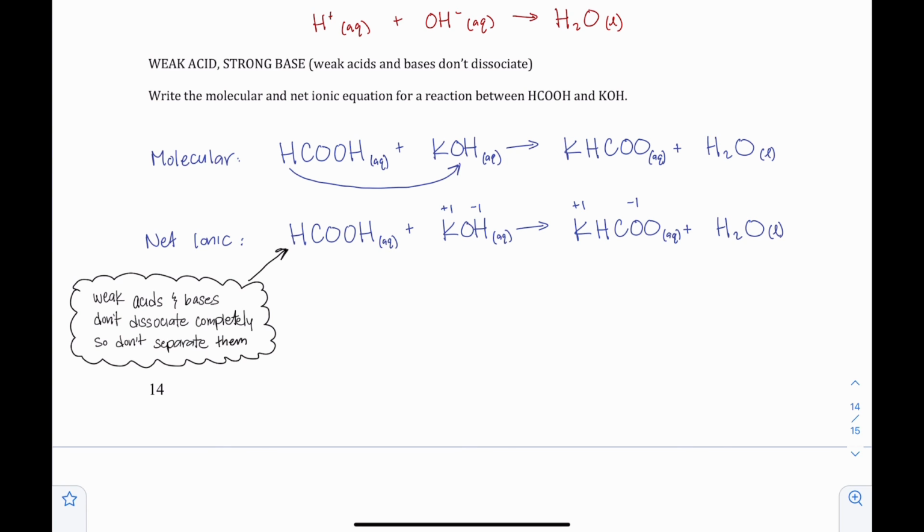The net ionic equation is different from the two previous examples because formic acid is a weak acid, so it doesn't dissociate very much. That means when we cross out the spectators, we need to remember to keep the weak acid intact. Potassium is a spectator ion, so we can cross it out, and we can write the net ionic equation as formic acid and hydroxide form formate and water.